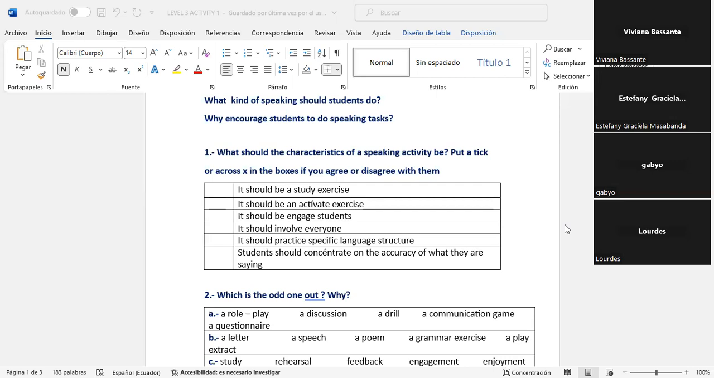Viviana, could you please participate in the chat? No, I have my computer. I have a computer right now.